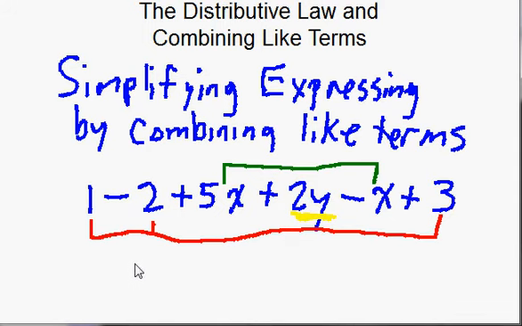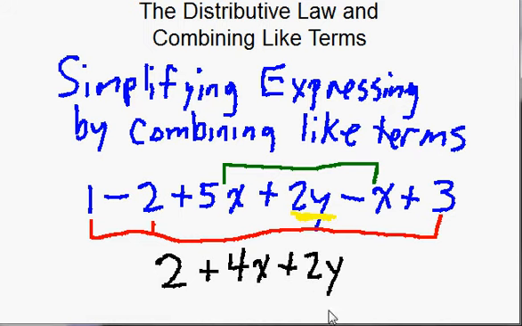So let's write that out. So if I do 1 minus 2 plus 3, I get, let's see, that's negative 1 plus 3 is positive 2. So we've got 2. And then 5x minus x is plus 4x. Right? So if I have 5 of something and then I take away 1, I'll get 4 of the same thing. And then the 2y has to stay by itself, 2y. So 2 plus 4x plus 2y.